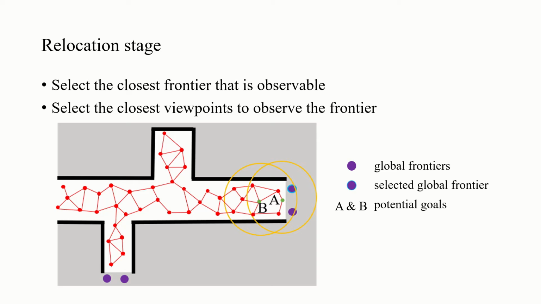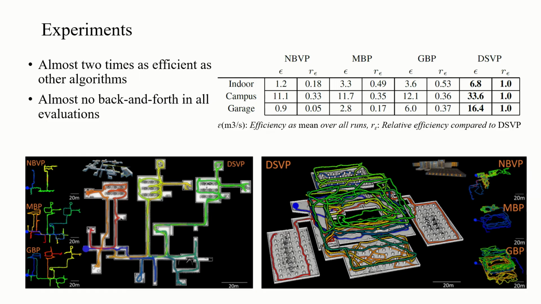Our principle in relocation stage is to choose a viewpoint that is able to observe the closest global frontier best. So first, we select the closest frontier that can be observed by any viewpoint. In this figure, point B is the first selected viewpoint that can observe the selected frontier. In our method, if point A and point B are both able to observe the frontier, then the closer the better. Thus, we select another closer viewpoint A as a relocation point.